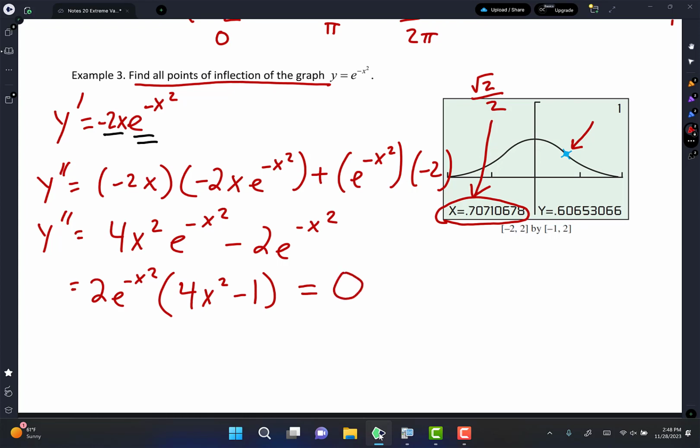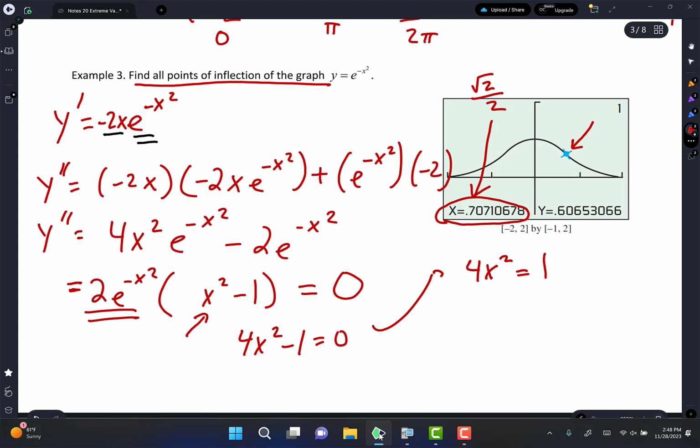I'm going to set that equal to 0 because that's where I have a sign change. Are we still okay? I'm just doing algebra, guys. This will never be 0, but this will. So I set that equal to 0. I move the 1 to the other side. 4x squared equals 1. Oh, there's an error. Yeah, you guys need to fix me. 2 and 2.